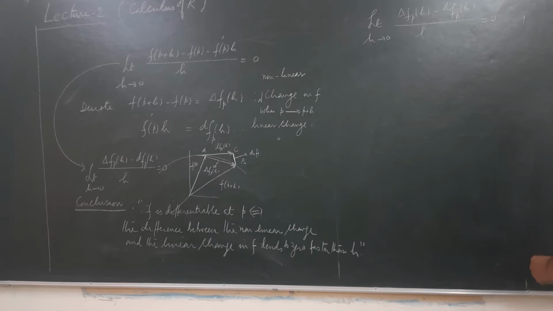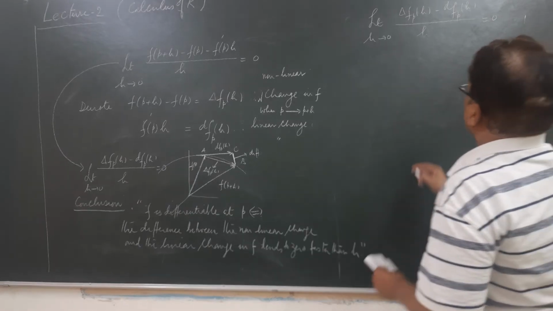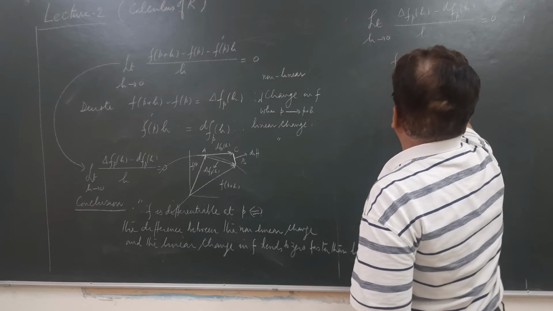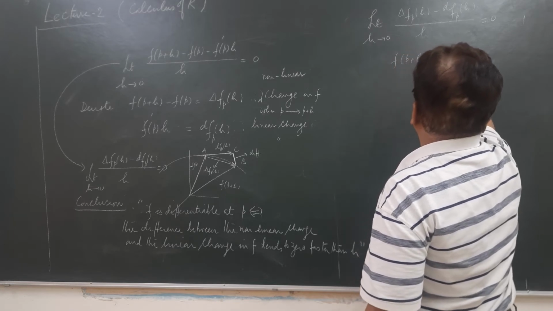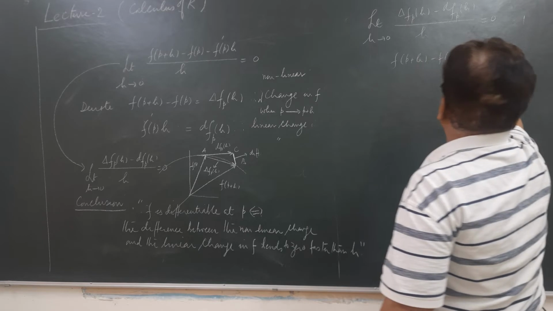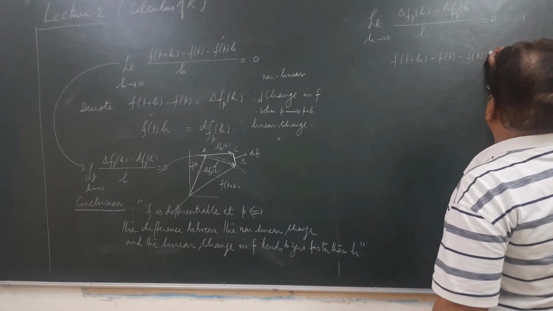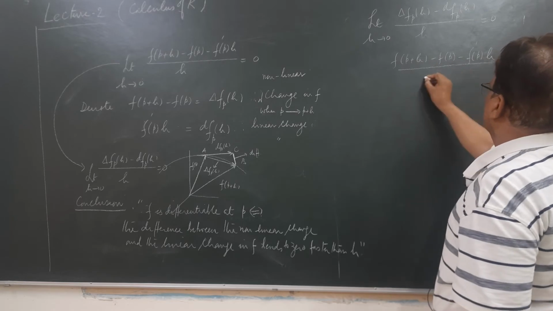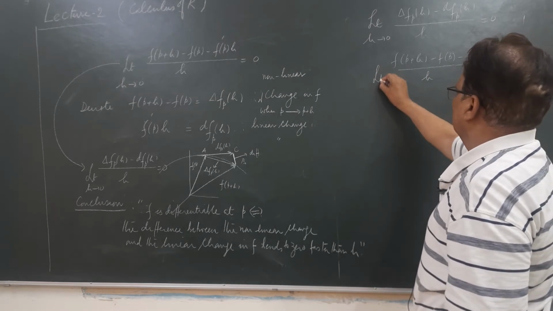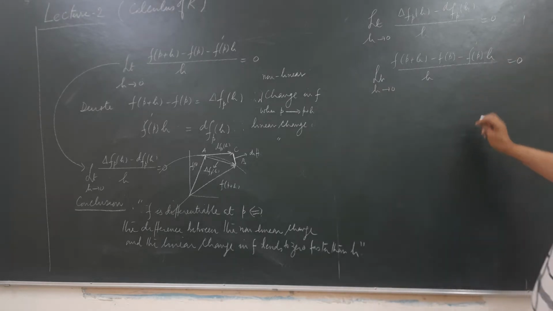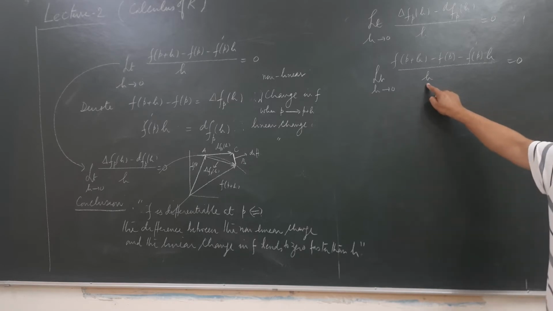Now, if you look closely, you can rewrite it as f(p+h) minus f(p) minus f'(p) into h, upon h, equal to 0. So what are you saying? This thing should tend towards 0 faster than this h.